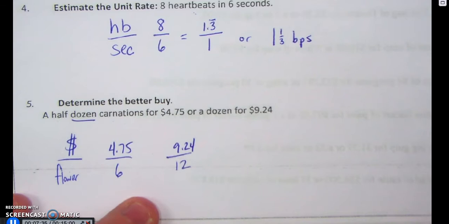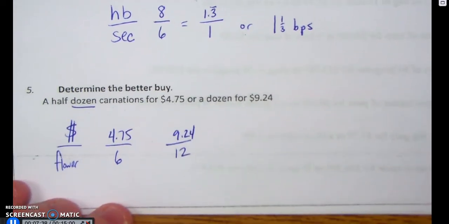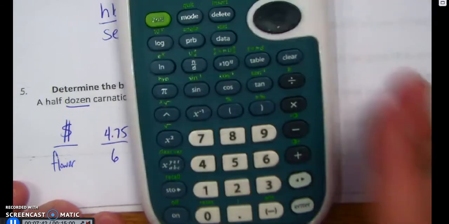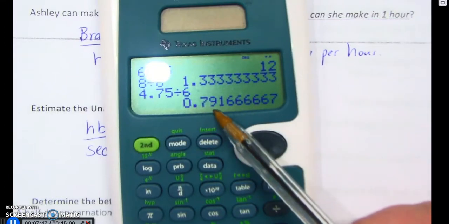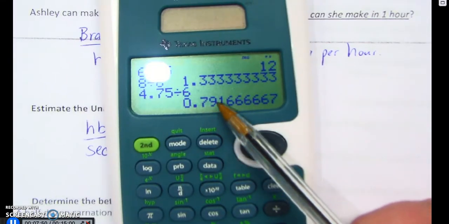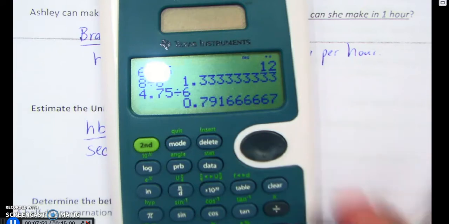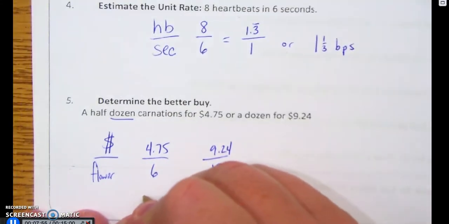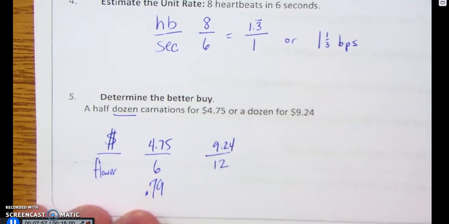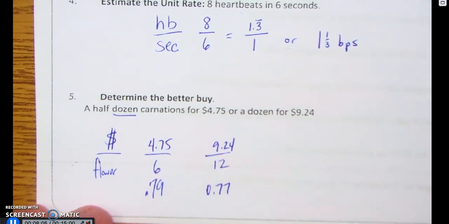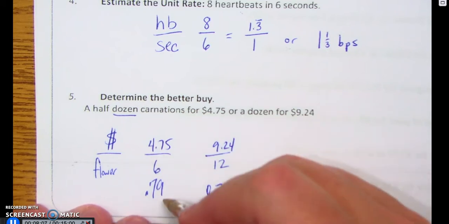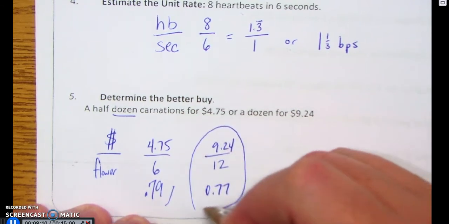All right, now let's divide and see which is going to give us the better buy. $4.75 divided by 6 gives me a big old long decimal, but we're talking about money, so we're stopping right there at the hundredths place. This is going to be 79 cents. The 1 will not cause it to round up to 80 cents, so it's 79 cents per flower. 79 cents per carnation, or $9.24 divided by 12 gives me 77 cents. You want to pay 79 cents or 77 cents per flower? 77 cents. Look at me, if I circled the wrong one.